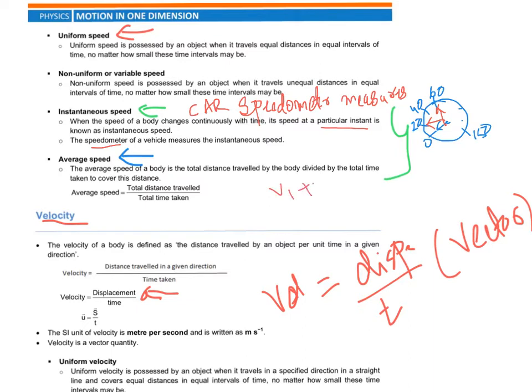Instead of adding all the speeds and dividing by 3, no, we will not be doing this. We would take the total distance. Maybe the total distance from Baharampur to Kolkata is 200 kilometers, and I have taken 5 hours. We will not be bothered about the instantaneous speed part. What we will be bothered about is my average speed, because you can zoom and then you can slow down.